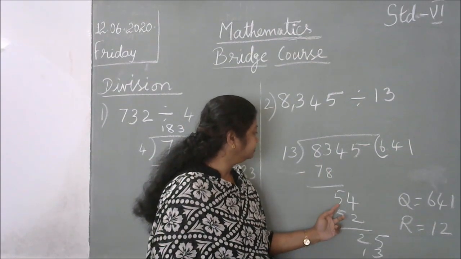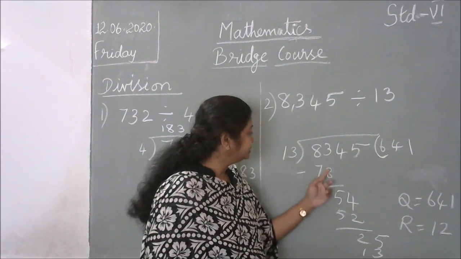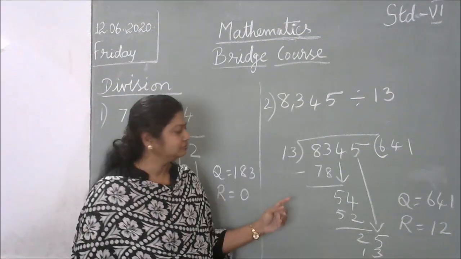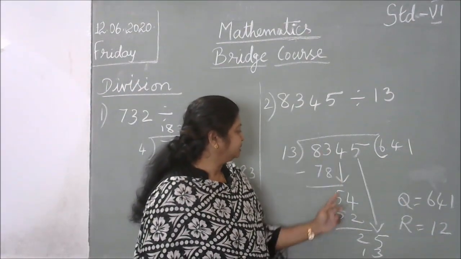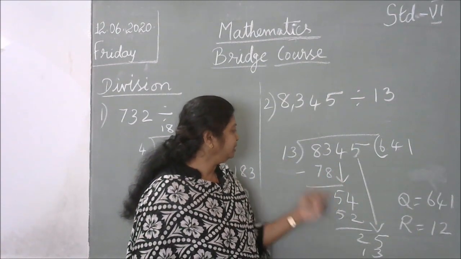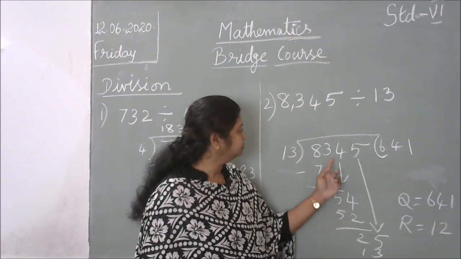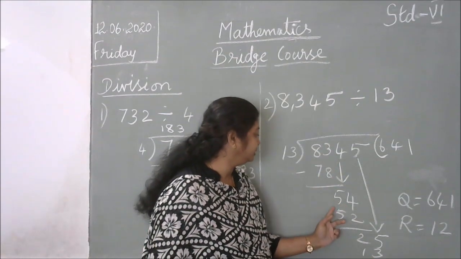Always, the remainder you get should be less than the divisor. You got 5, and 5 is less than 13. The remainder should always be less than 13 only. So you should bring down the 4, and you will get 54.